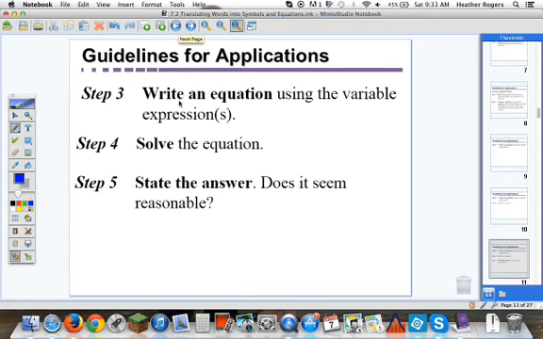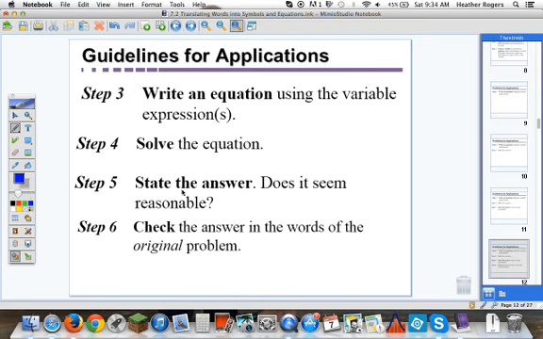And then 5 and 6 here, make sure you do, especially 5, state the answer. Okay, when you solve, you might come up with an answer, but it might not answer the question. Okay? So state the answer to the question. Don't just solve the equation. It gives you an answer, but then you might have to use that answer to actually answer the question.